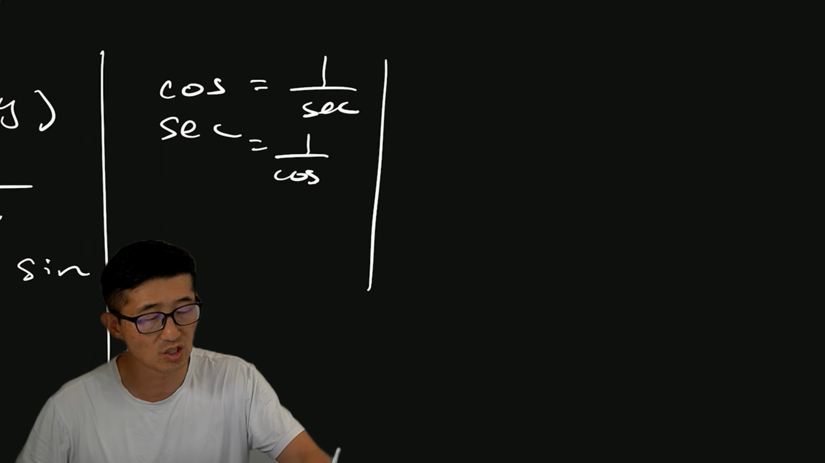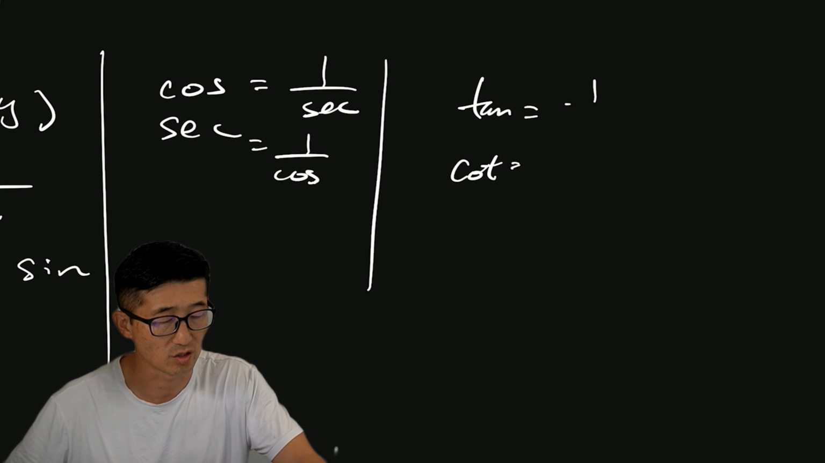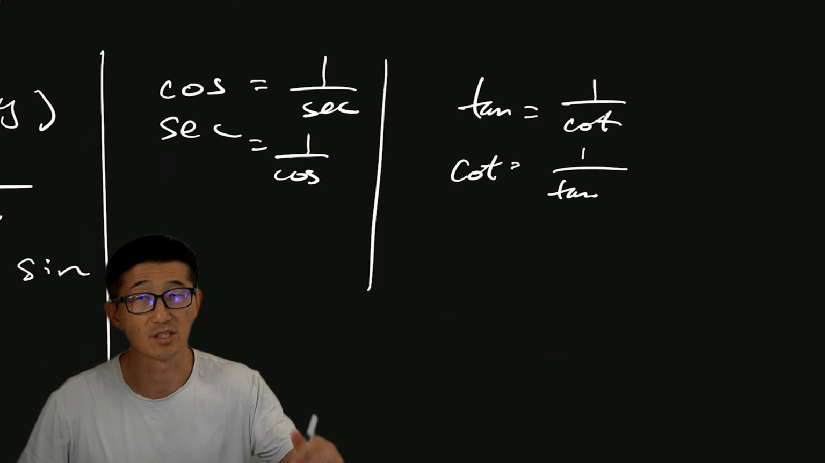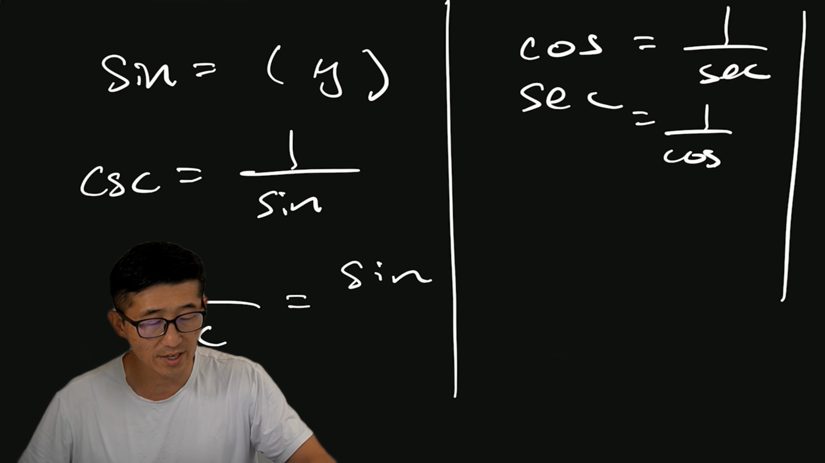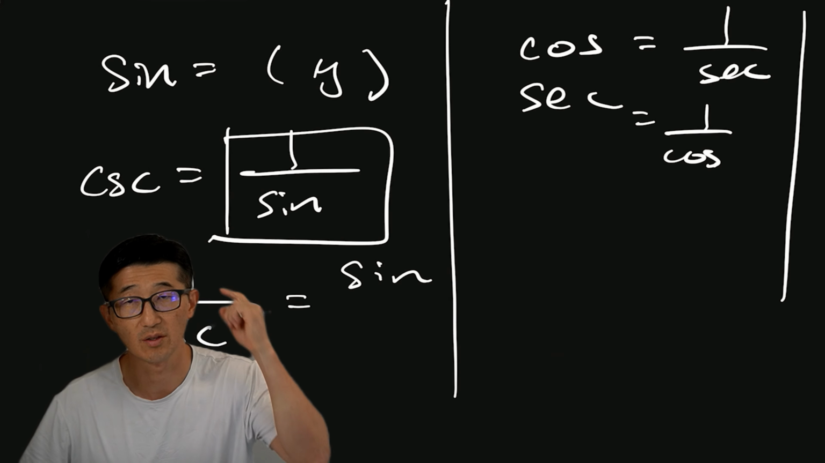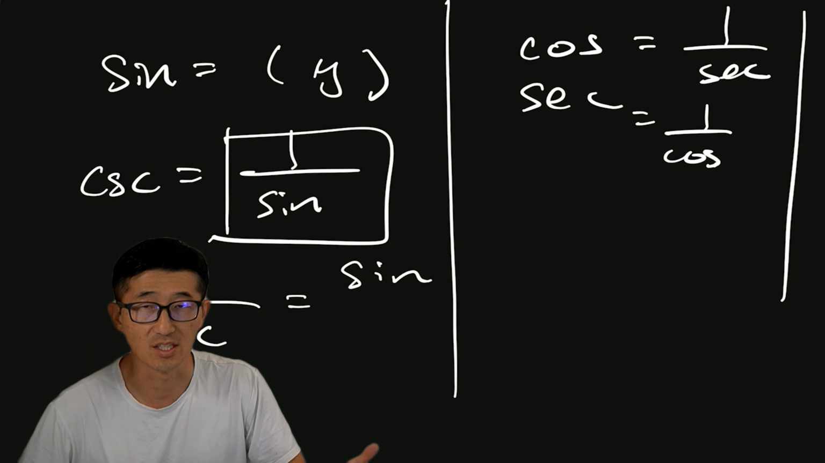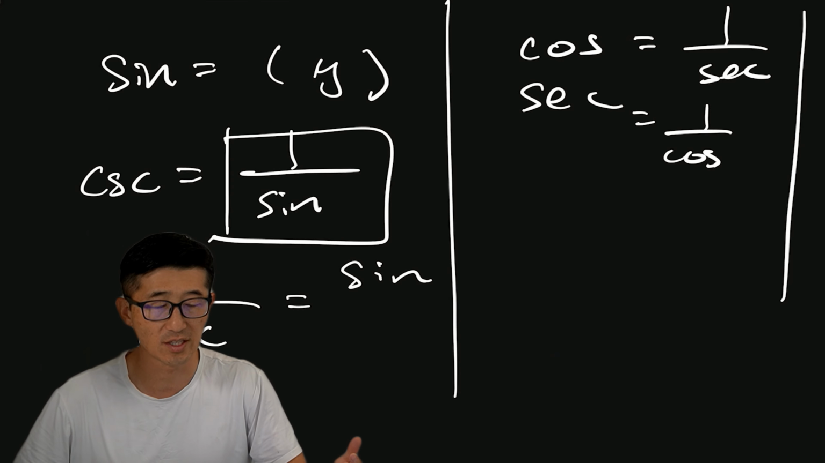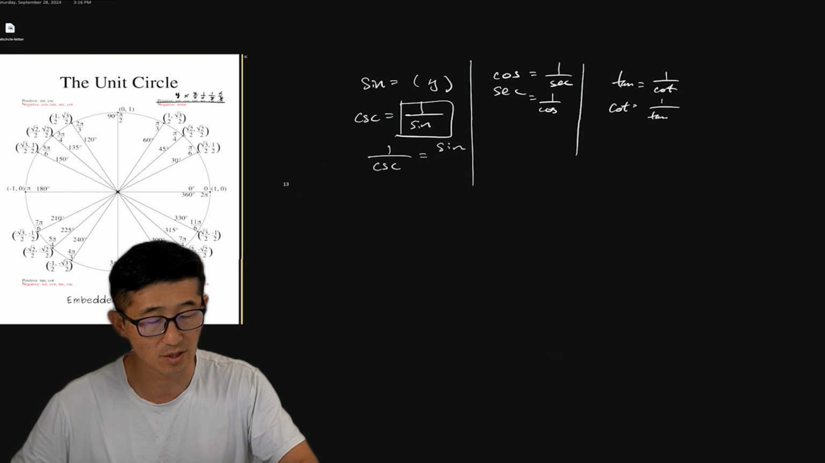And then tangent and cotangent are reciprocals of each other. Okay. That's all it is. It's just a reciprocal. But instead of writing it this way, you'll write it like that. But in terms of the positivity or negativity of the value, because it's just a reciprocal, it's going to be the same thing.